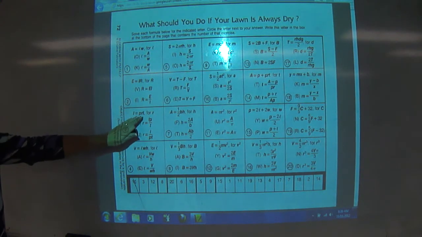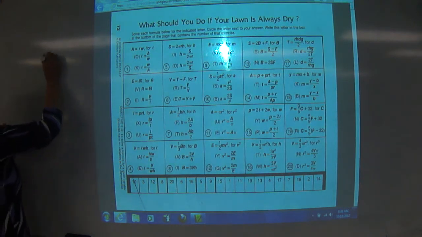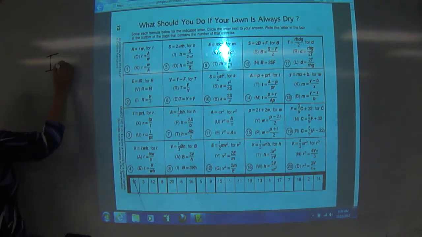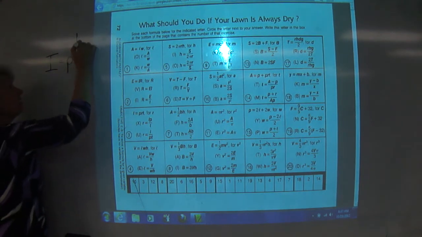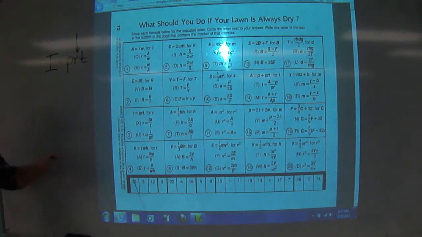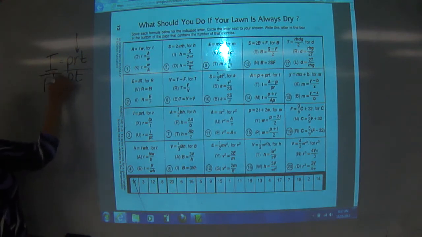So, okay, I equals PRT for R. So I equals PRT, and we want to solve for R. How do we get R by itself? We could divide both sides by PT, right? Can we do that? Absolutely, that's all we do.